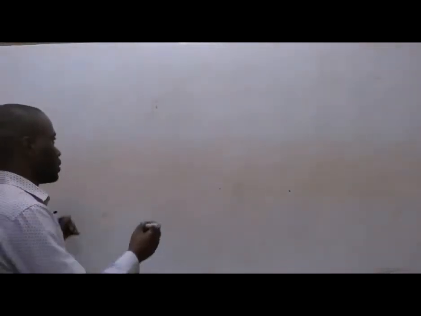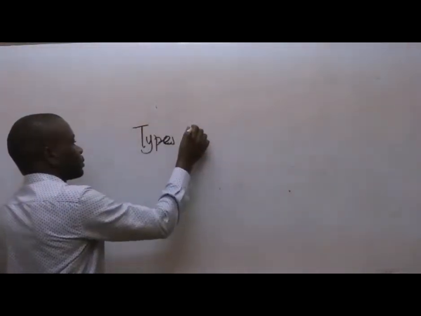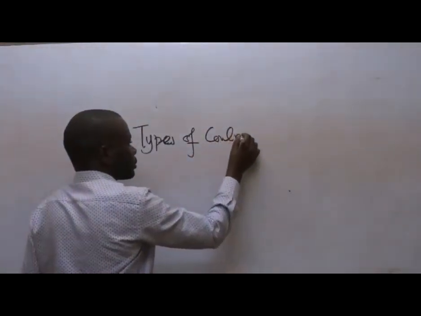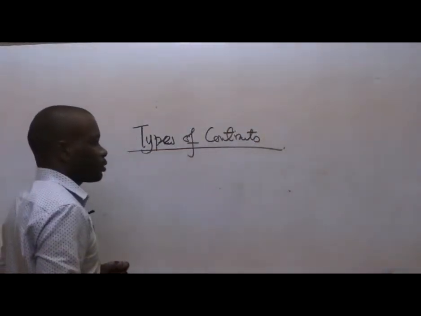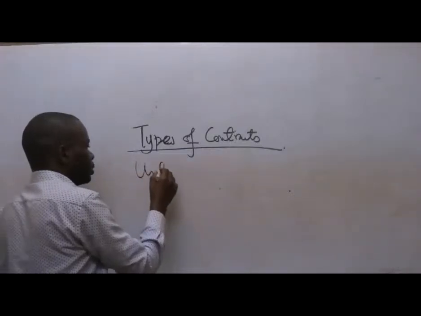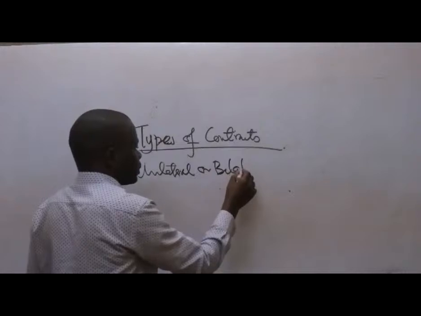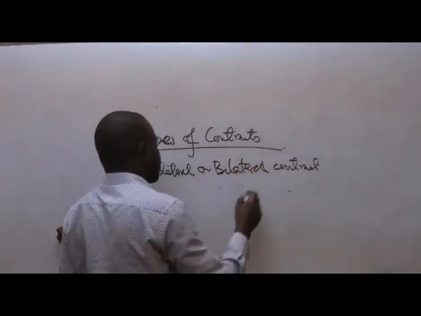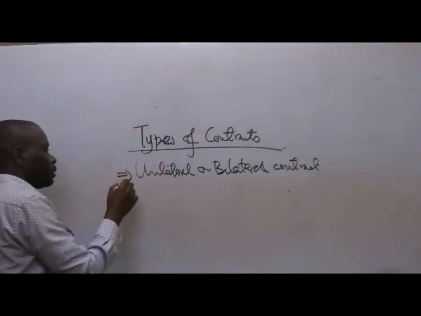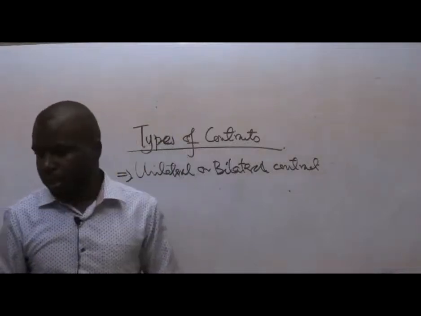So we can wind up by looking at the types of contracts. What are the types of contracts you can have? You can have unilateral or bilateral contracts.